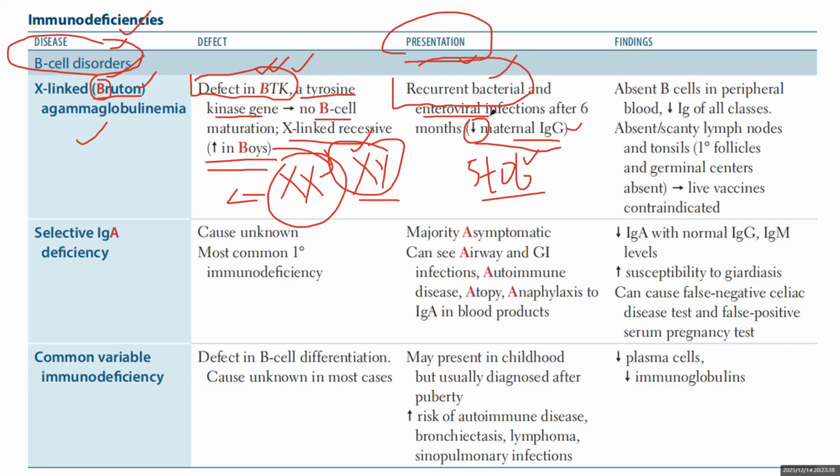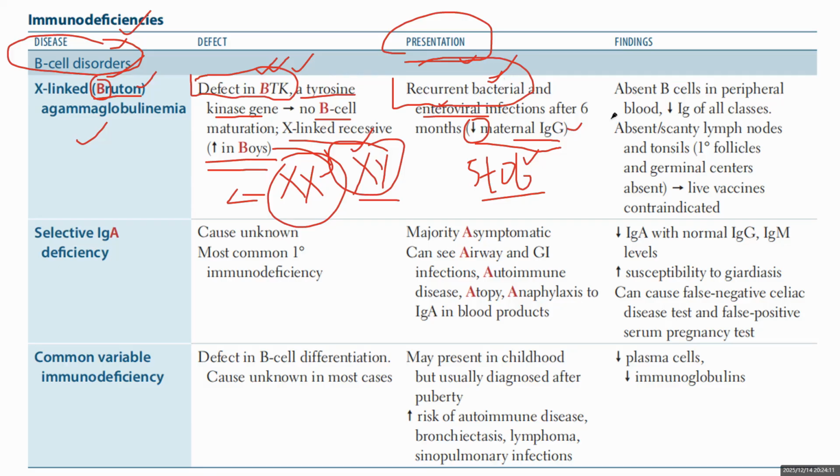You also need to ask what kind of infections they get. Think of what antibodies normally fight. Antibodies normally fight encapsulated bacteria like Streptococcus pneumoniae, Haemophilus influenzae, and Neisseria. They also get enteroviral infections because antibodies help neutralize viruses in the blood and the gut. That's why both bacterial and enteroviral infections are mentioned here.